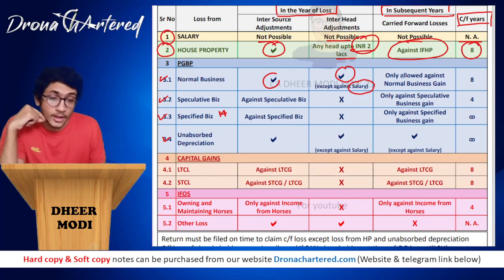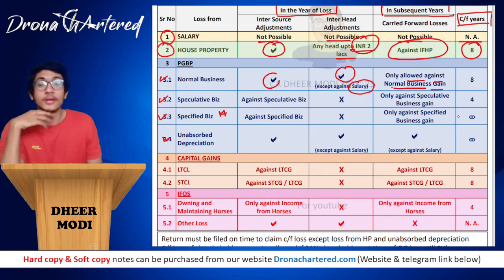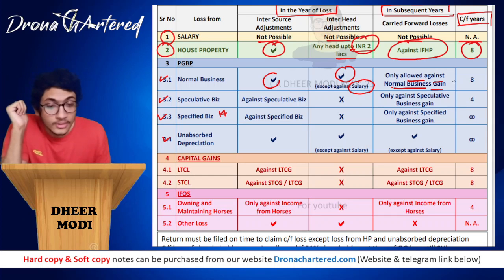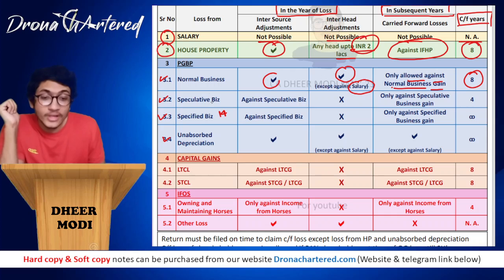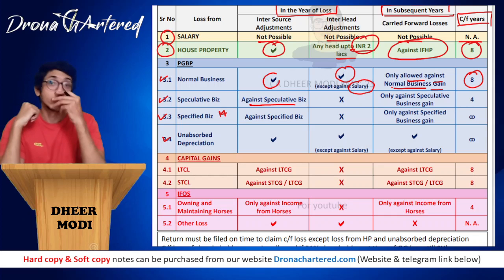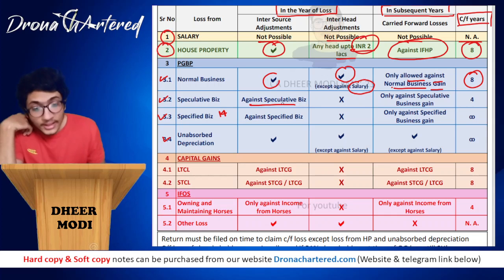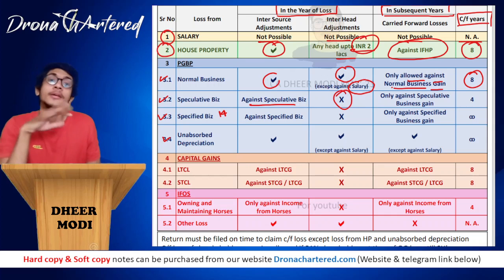So next is when you have carry forwarded in the future years, it is only allowed against normal business gain. Normal business loss can only be set off against normal business gain for a period of 8 years. Now your speculative business loss can be set off against speculative business only. So in the current year also only against speculative business.